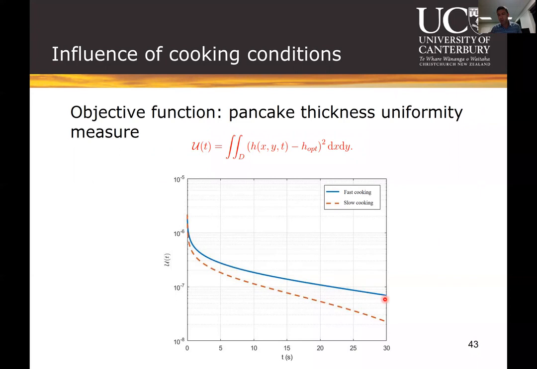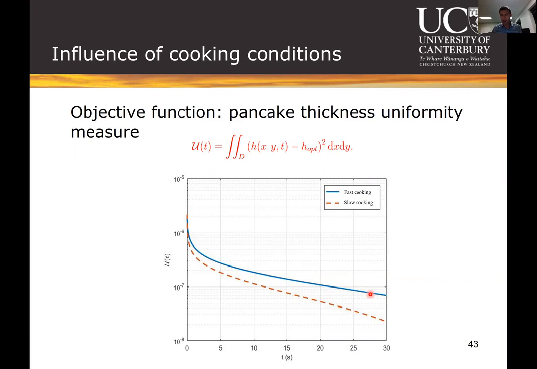Okay. So in the following, with the control, what we're going to try to improve is this fast cooking curve here. So basically if we're using optimal kinematic control, we can have a curve below this blue curve that will mean that we can improve the uniformity of the batter.